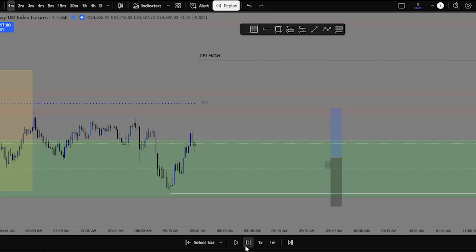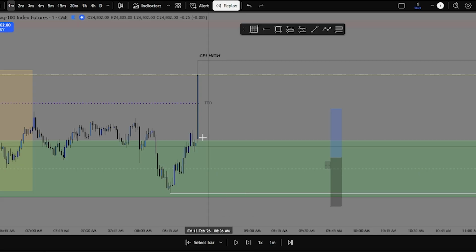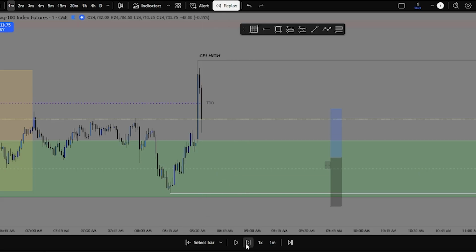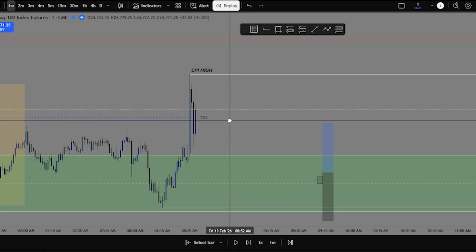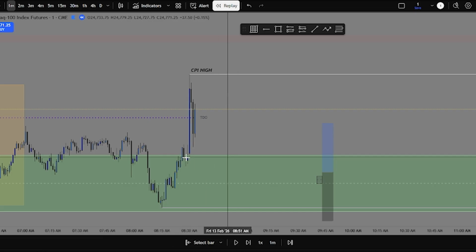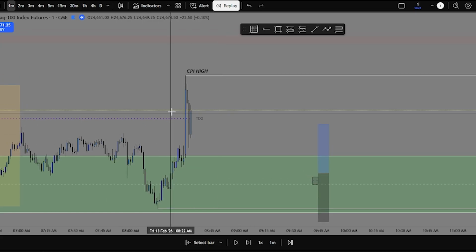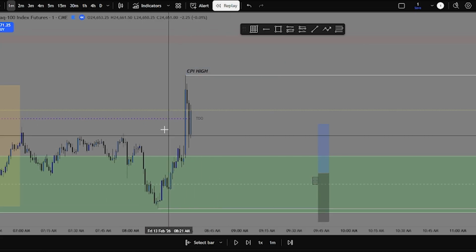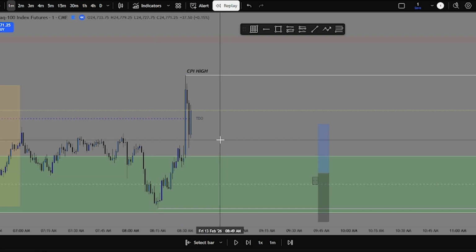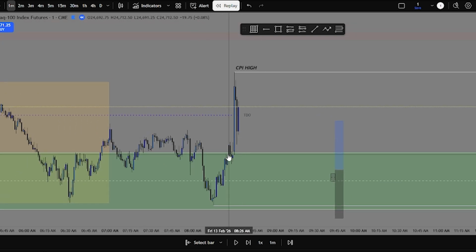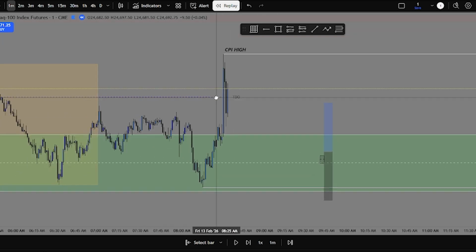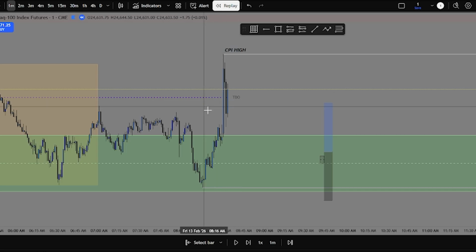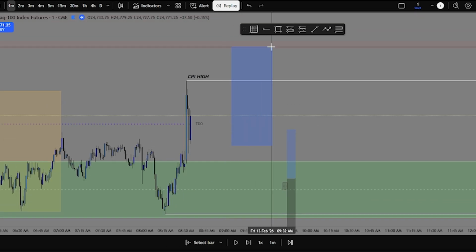In my opinion, I think it's a lot better for us to wait for either the high of CPI or the low of CPI to be taken before we take a trade. So after this 8:30 CPI candle prints, automatically now we have two draws. We have CPI high, and then we have CPI low. Realistically, what we usually do after we get a nice news candle like this with a really good wick, we usually sweep one side of it and then seek the other side.